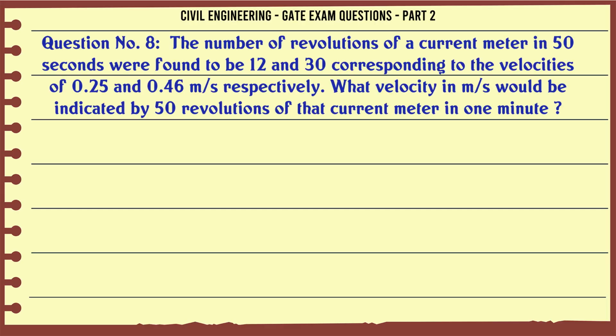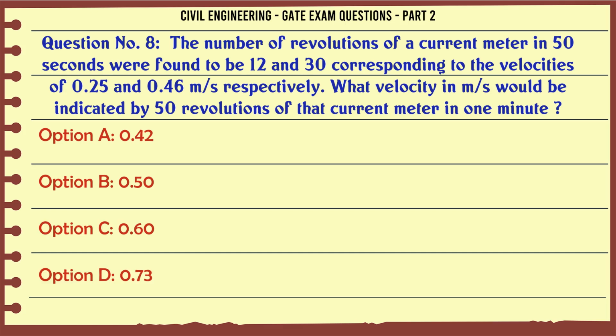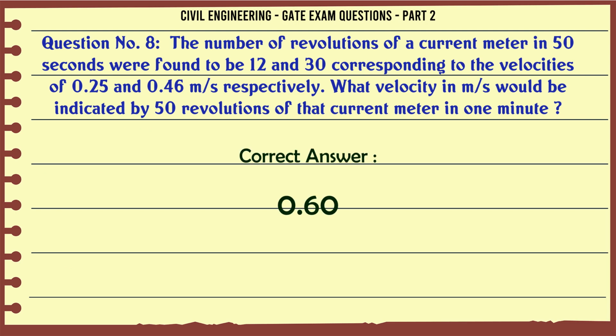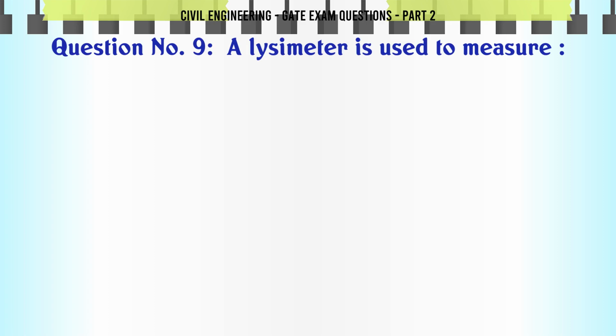The number of revolutions of a current meter in 50 seconds were found to be 12 and 30, corresponding to the velocities of 0.25 and 0.46 m/s respectively. What velocity in m/s would be indicated by 50 revolutions of that current meter in 1 minute? A 0.42, B 0.50, C 0.60, D 0.73. The correct answer is 0.60.